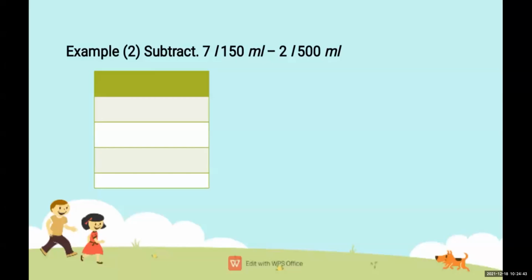Now there are example sums which are related to subtraction. The first question given is 7 liter 150 milliliter minus 2 liter 500 milliliter. See, sums are the same. Instead of addition, you are going to do subtraction. Only little steps have been changed. Now here, 7 liter 150 milliliter should be subtracted by 2 liter 500 milliliter.